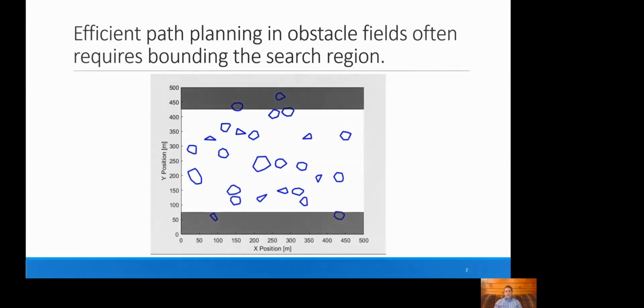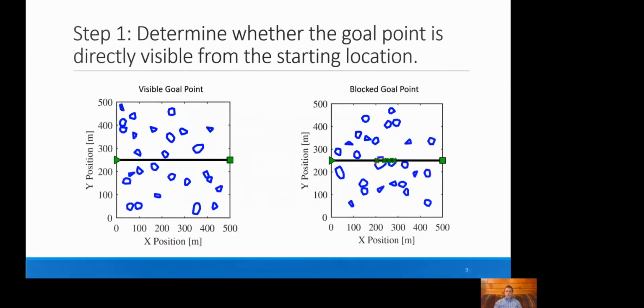So the first step is just to determine whether the goal point is directly visible from the current location. If it is, then fantastic. The shortest path from this point to the goal is a straight line. However, if it's blocked, then we need to move on to step 2.